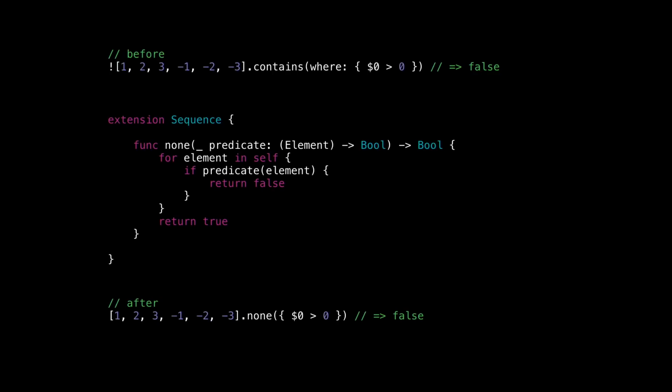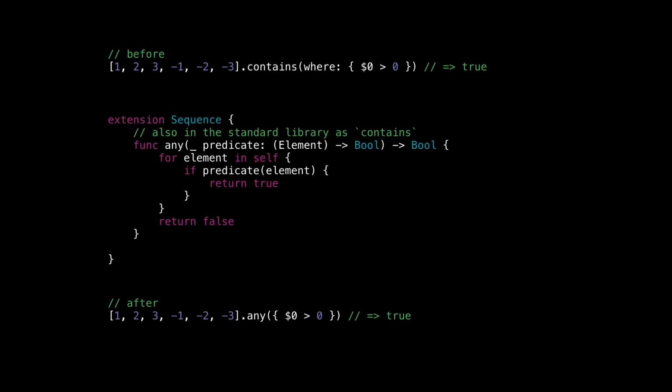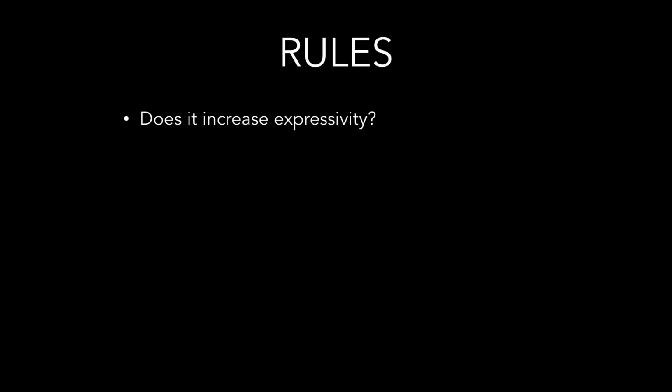So we have all and we have none. Just for completion's sake, we can also add any. I won't belabor going through all this stuff, but it's nice to have a balance between any, all, and none. So that's the rule of if you should add an extension to a project.